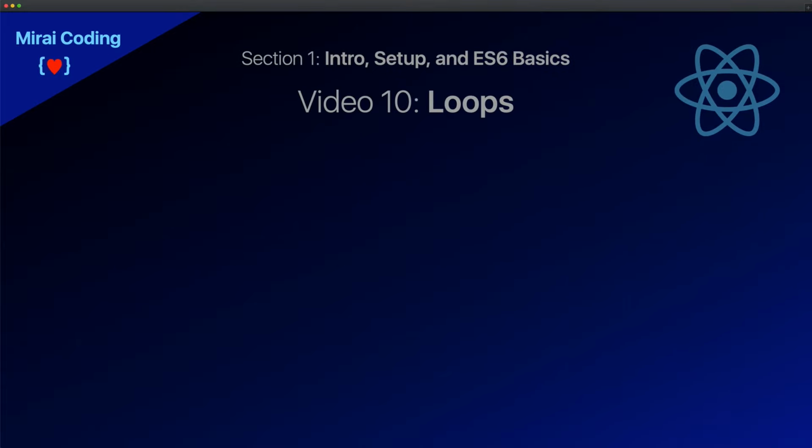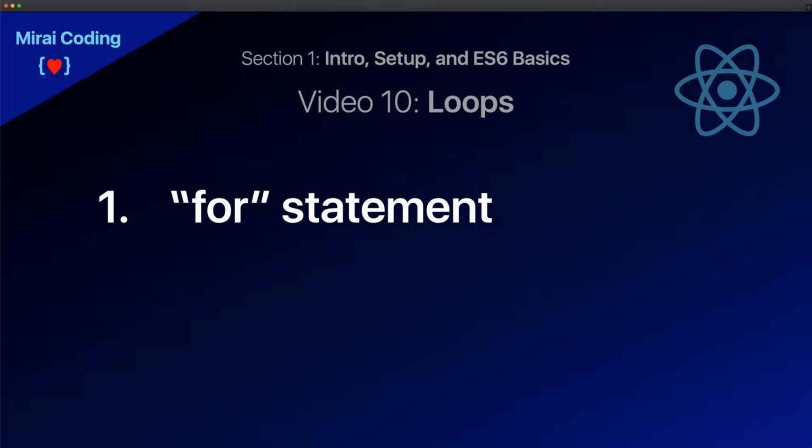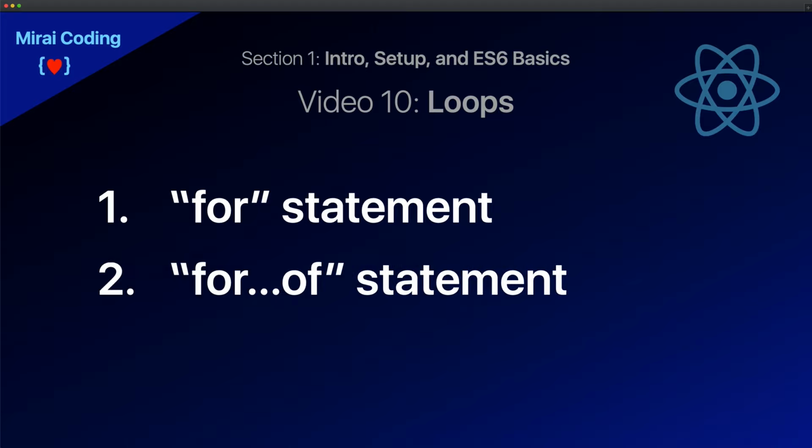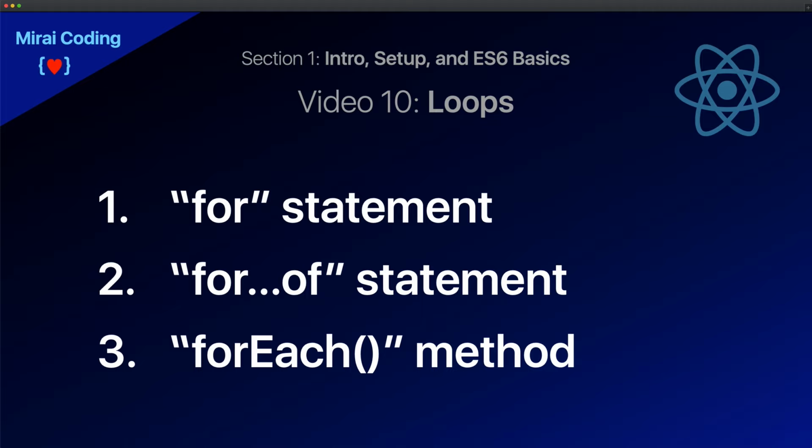Section 1. Video 10. Loops. 1. We will loop over an array using a classic for statement. 2. We will iterate over the same array using the newer, and much simpler, for statement. 3. We will loop over the array with the forEach method, calling a function on each item in the array.